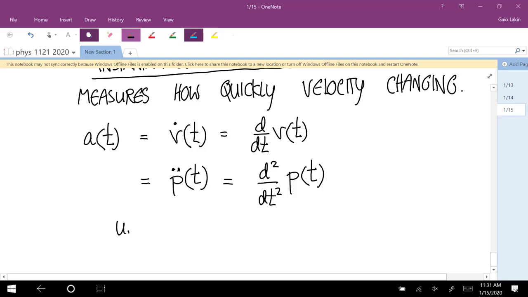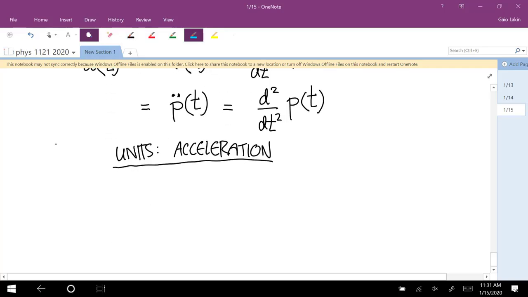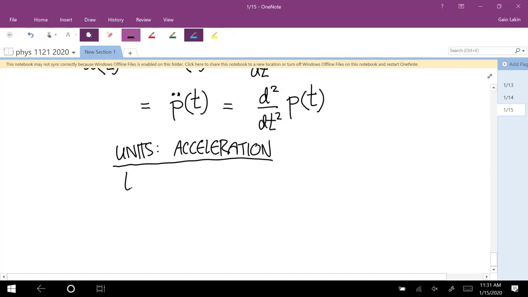The units for acceleration are length over time squared. And that means that the SI units are meters per second squared.